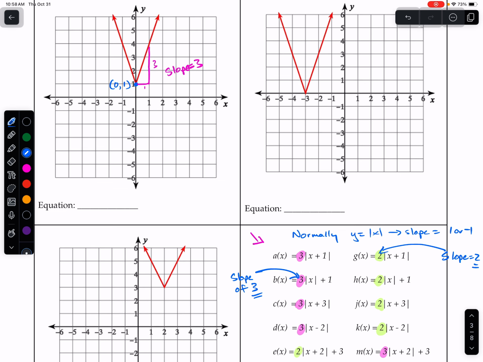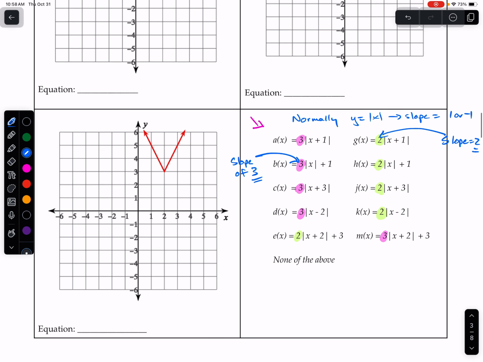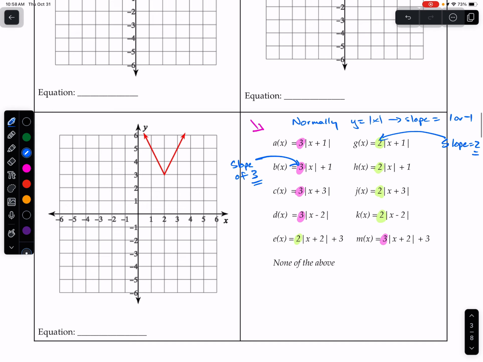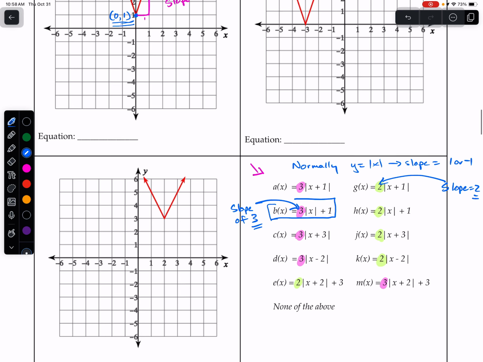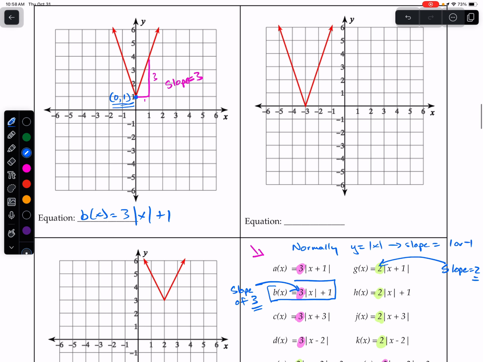And then I can plug in this point here, 0, 1, and see if it works. So when I plug in 0, in order to get out 1, it's this equation. So b of x equals 3 times absolute value of x plus 1. You can check that here. Imagine 3 times the absolute value of 0 plus 1 equals 1. So that's my point 0, 1, which works.